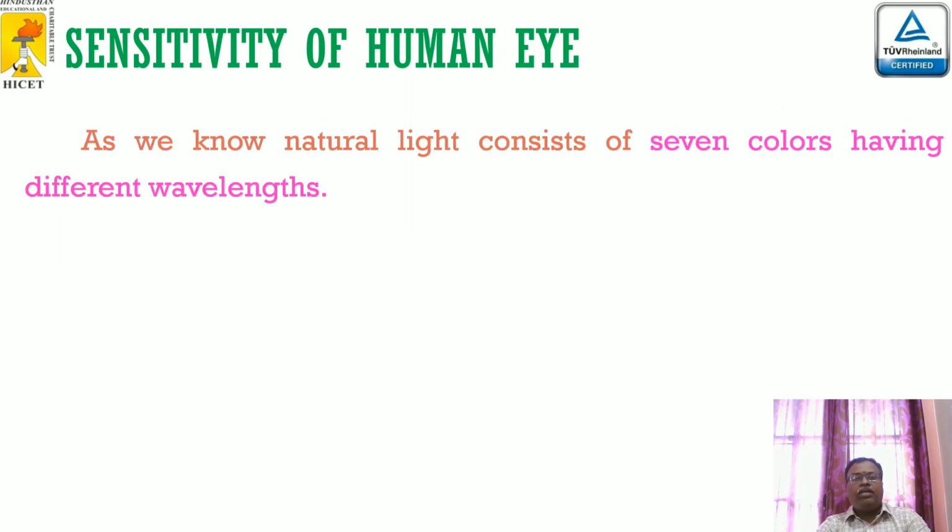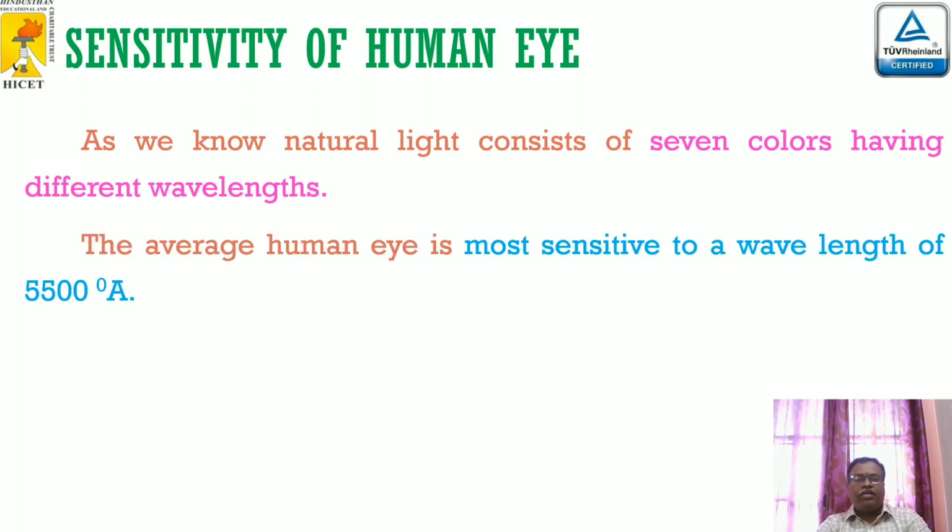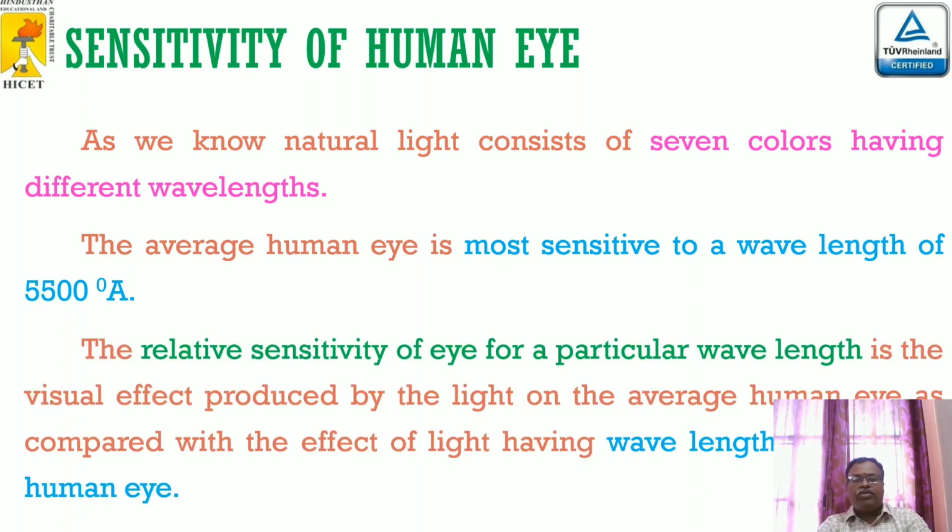And what about the sensitivity of our human eye? As we know, natural light consists of 7 colors having different wavelengths. So the average human eye is almost most sensitive to a wavelength of 5500 angstrom. The relative sensitivity of an eye for a particular wavelength is the visual effect produced by the light on the average human eye as compared with the effect of light having other wavelengths.